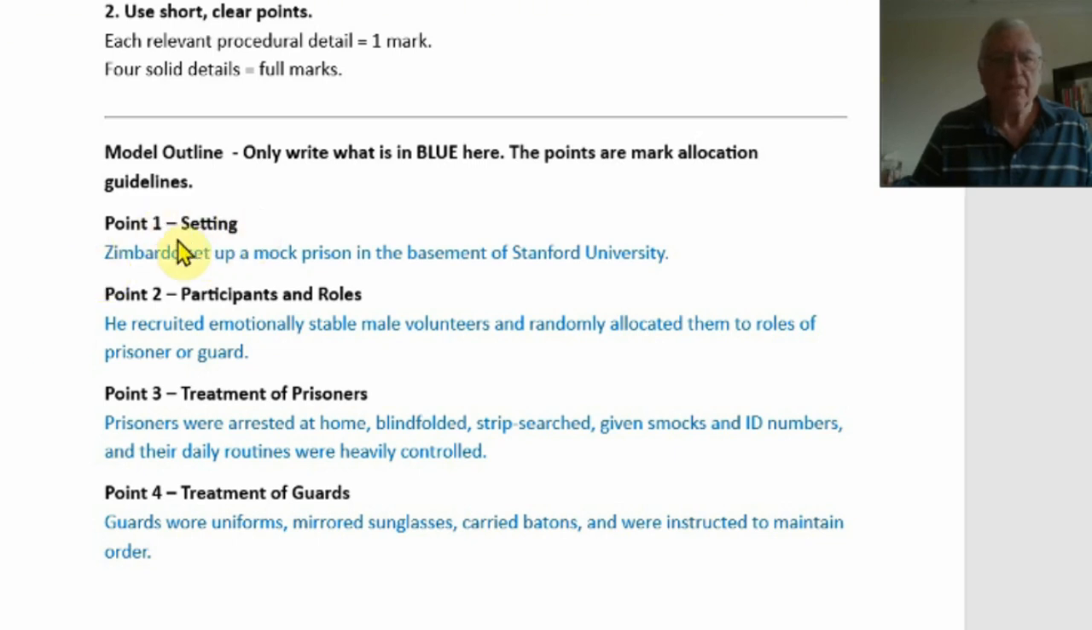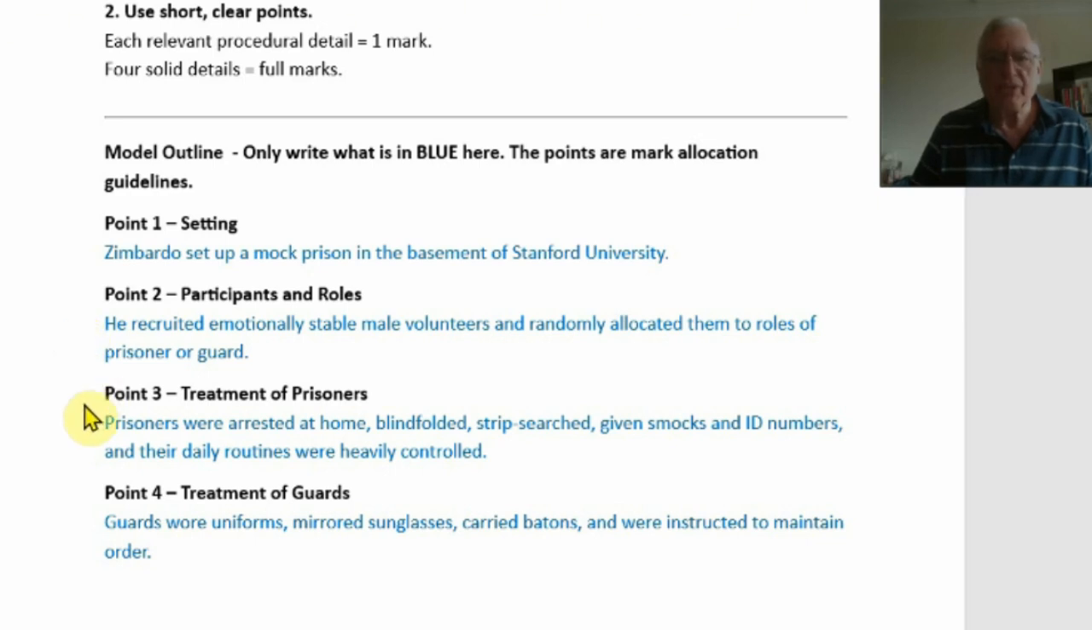Point 1, you begin logically. Zimbardo set up a mock prison in the basement of Stanford University. It starts at the beginning. It's logical. Point 2, he recruited emotionally stable male volunteers and randomly allocated them to roles of prisoner or guard.